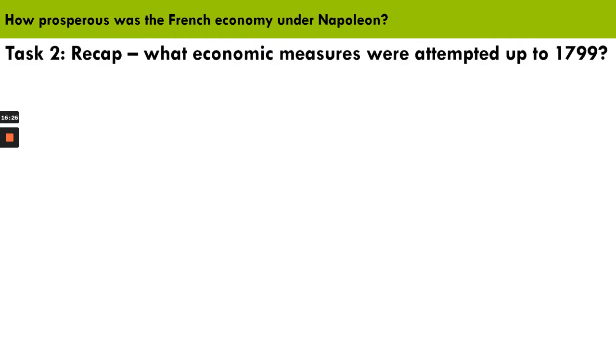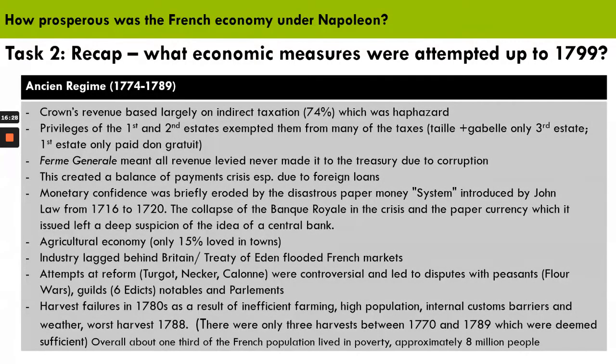Okay, let's go through the answers. So obviously there's huge amounts you could say here, and I'm not going to read it all out because it's a recap of things that we've already covered in great detail. We know that the biggest problem in the Ancien Régime was a lack of revenue, and indirect taxation made up 74%, which, as we can see from when we talked about Great Britain in comparison, who had a land tax.